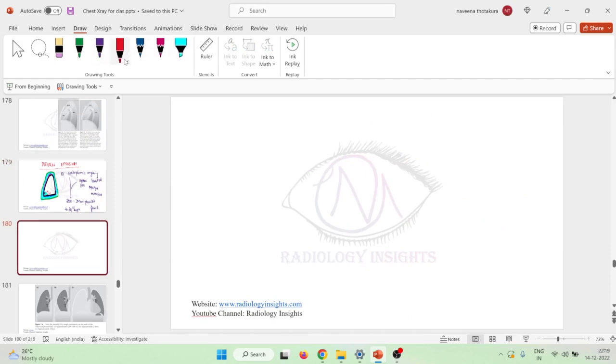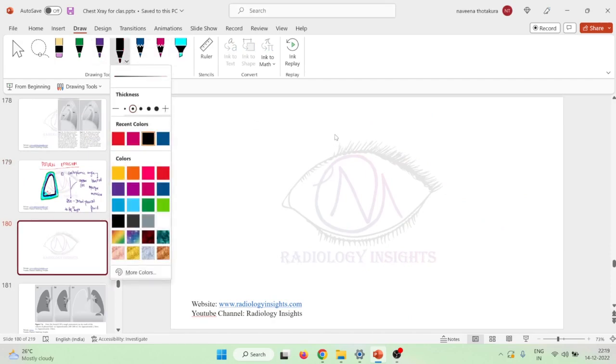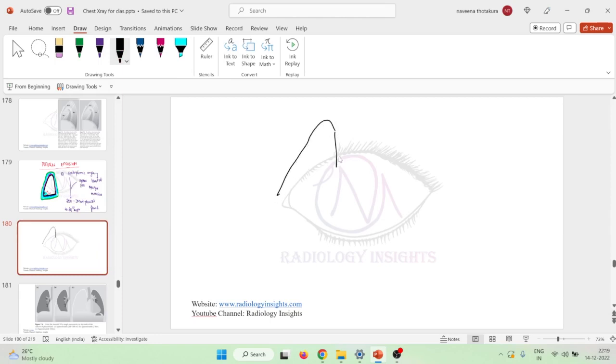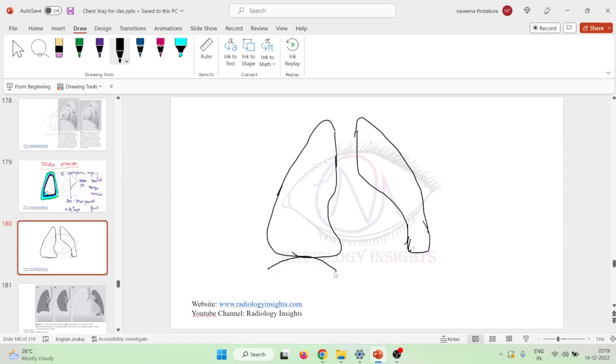So if you see, this is the normal lung, left lobe of lung. Similarly, we have the right lung. This is the right lung. This is the left lung. This is the diaphragm dome. This is one more, and this is the cardiac angle. Now this is the rib cage. Now, this is the recess.